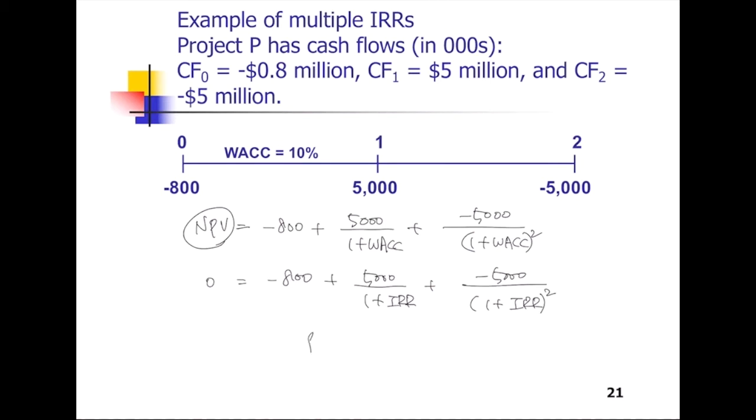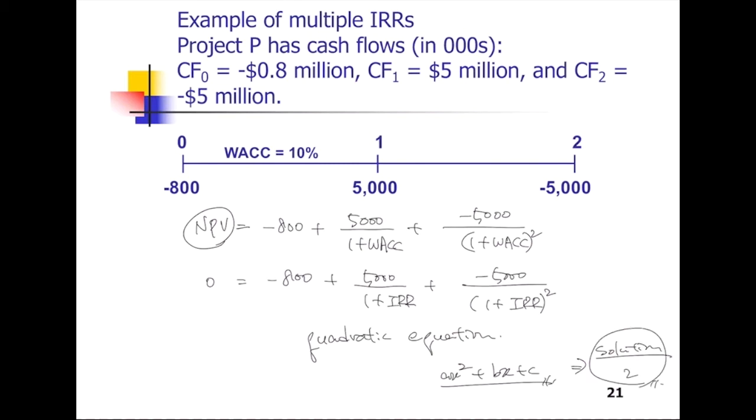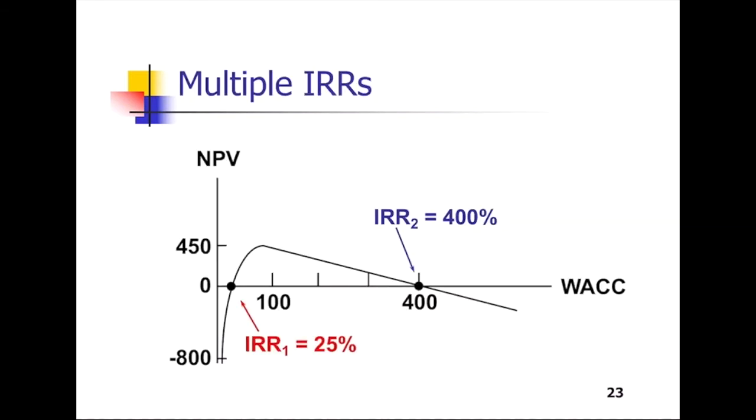It's a quadratic equation, right? Like ax squared plus bx plus c. In this case, how many solutions? 2, right? When you solve that problem, you get two solutions. The first one is 25% and the second one is 400%.